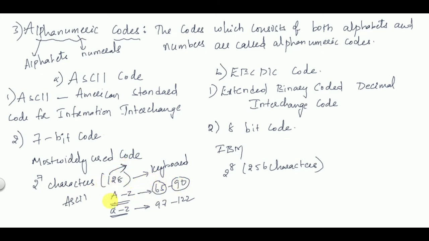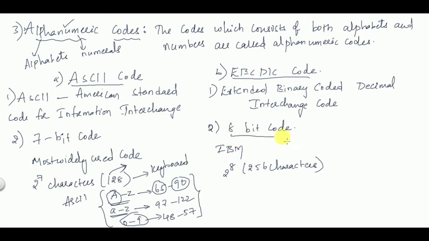Out of that, 65 to 90 represents capital A to capital Z, 97 to 122 is small a to small z, and the numbers 0 to 9 are represented by 48 to 57, totally 10 numbers. These are the decimal values used on the keyboard also. Since it contains both letters and numbers, it is an example of alphanumeric code.